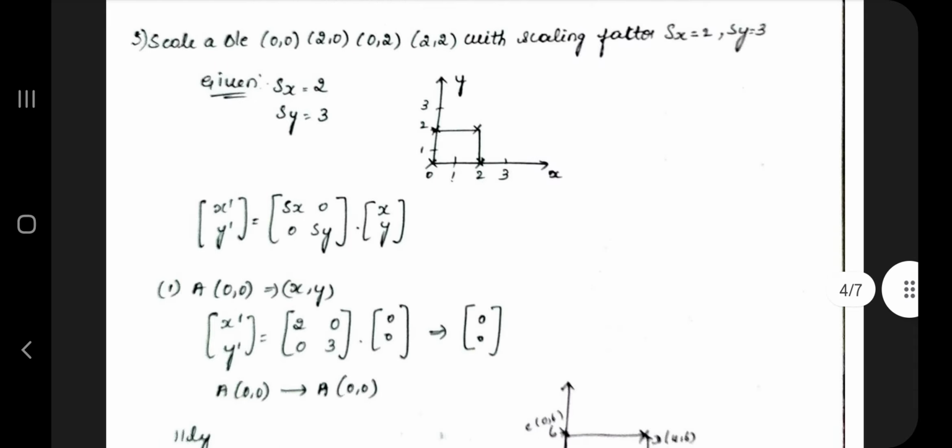Scaling is also the same thing. If you remember this matrix, substitute the sx sy here, multiply the matrix with each point, and you will get the final positions for each point.